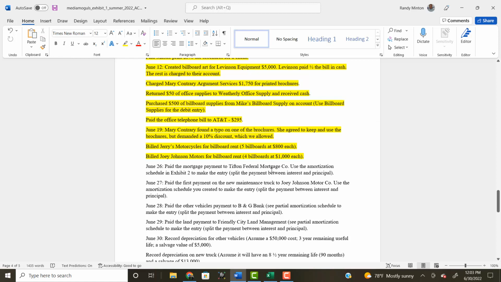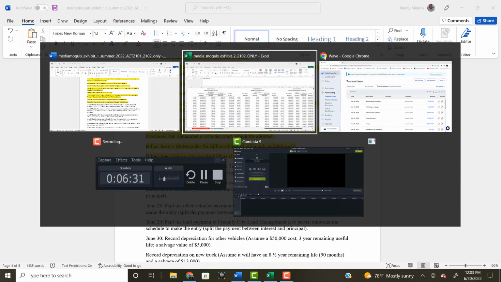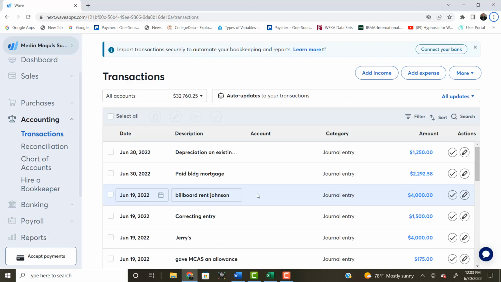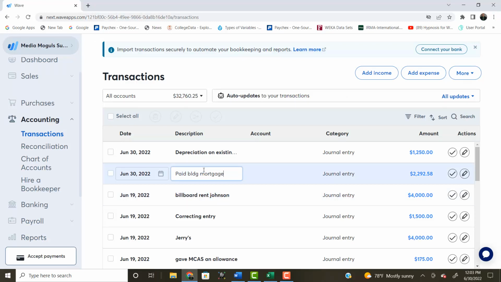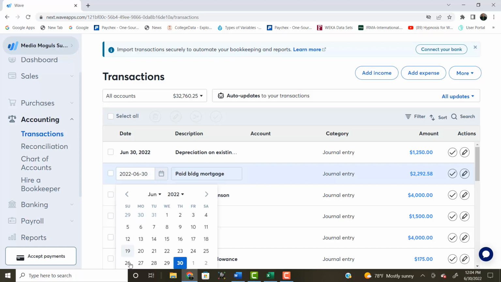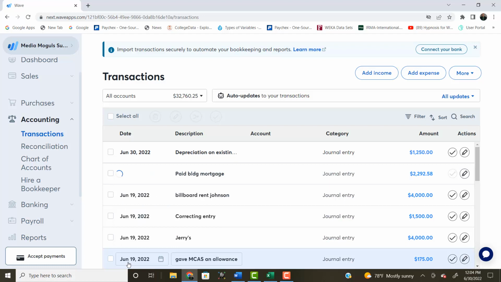So, paid the mortgage payment, Tifton Federal Mortgage, use the amortization schedule, Exhibit 2 to make the entry, split the difference. All right. So now let's go back over to waive. Here's your building mortgage. I should have been a little bit clearer, I think, on my write-up there, and I will fix that for future groups, okay? This actually happened on the 26th, not on the 30th, so I need to change that.